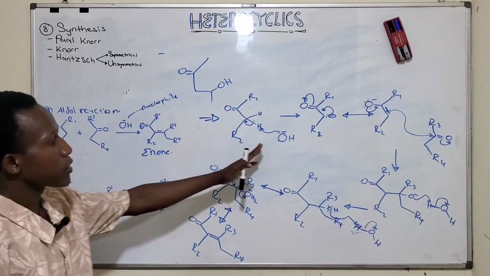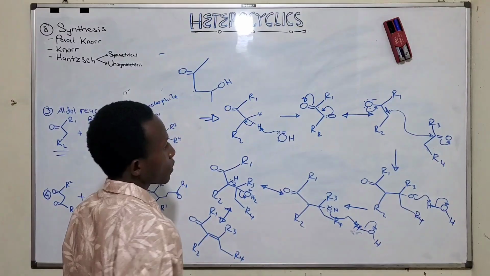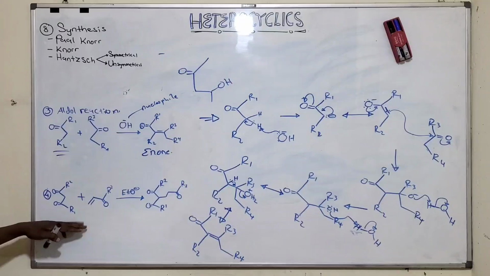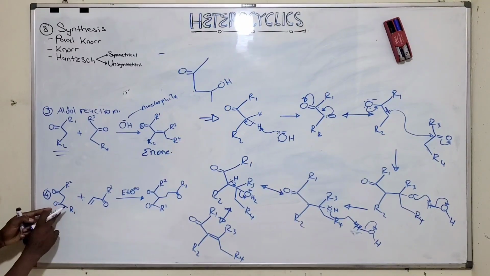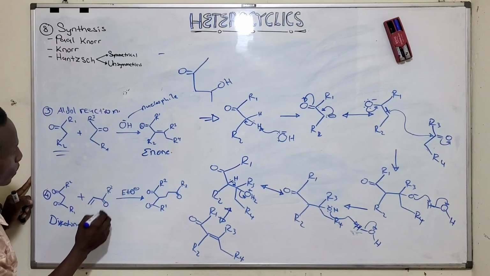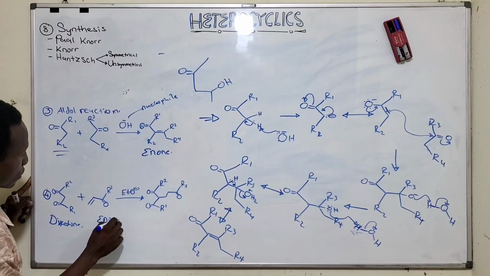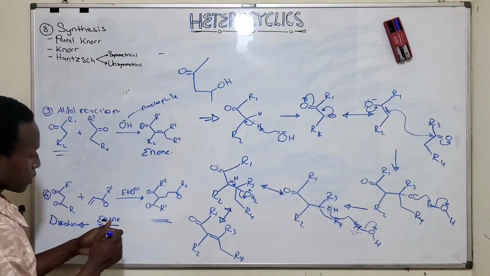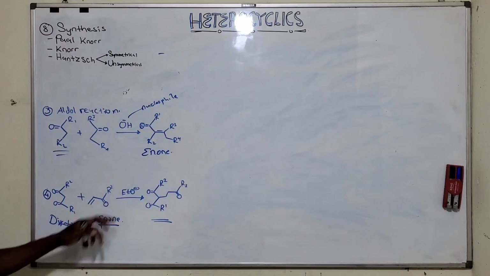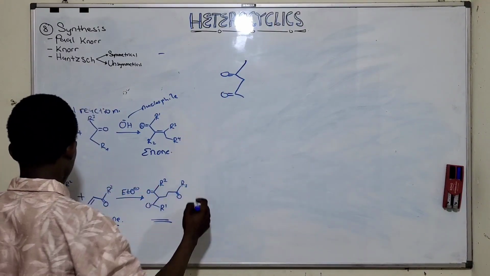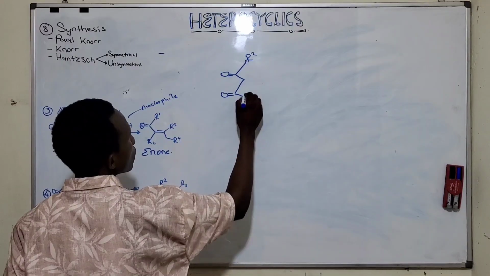Now, this is the mechanism. Now, we have this mechanism here, where we have this conjugated to the diketone. This is the diketone. And this one is our enone. So the enone conjugates to this to form this one. Let's see the mechanism. We have a diketone with R2, R1.